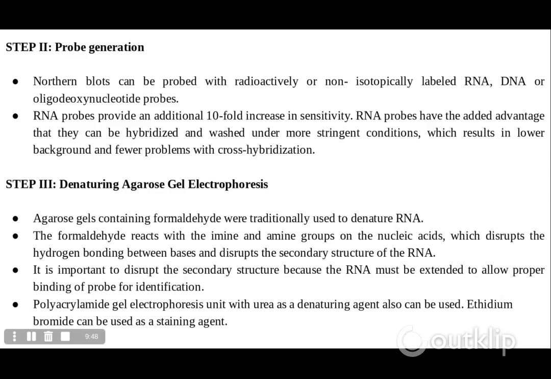The agarose gel contains formaldehyde, which is traditionally used for denaturing RNA because the formaldehyde reacts with the imine and amine groups on the nucleic acid, which disrupts the hydrogen bonding between bases and disrupts the secondary structure of the RNA. It is important to disrupt the secondary structure because the RNA must be extended to allow proper binding of the probe for identification. Polyacrylamide gel electrophoresis with urea as a denaturing agent can also be used, and ethidium bromide in turn can be used as a staining agent.